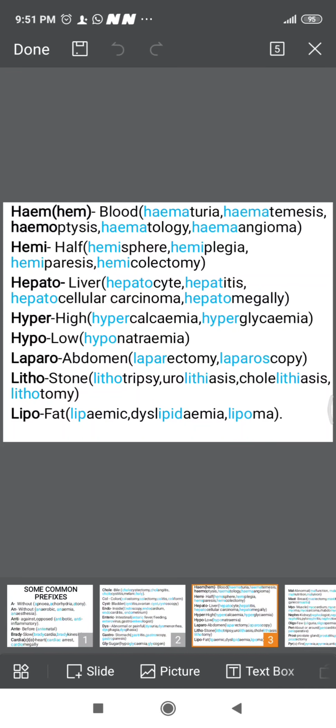We have litho, which is another prefix. Anywhere you see litho, it means stone. Example, lithotripsy. Lithotripsy is the crushing of the stones or calculus in the urinary tract by a special instrument.